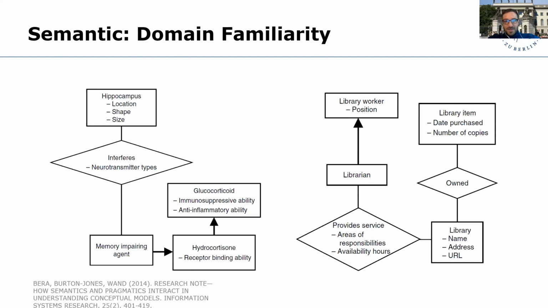neuromedical concerns. And if you now just read through what is written in these diagrams, you will see on the left-hand side, it talks about the hippocampus, location, size, shape, interferes, neurotransmitter types, memory impairing agents, glucocorticoid, etc., things that even as non-medical researchers, we have difficulties in only reading out the terms. And then on the right-hand side, you have things that everybody knows, things that happen in the library.